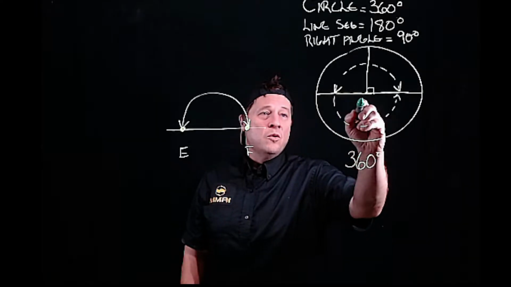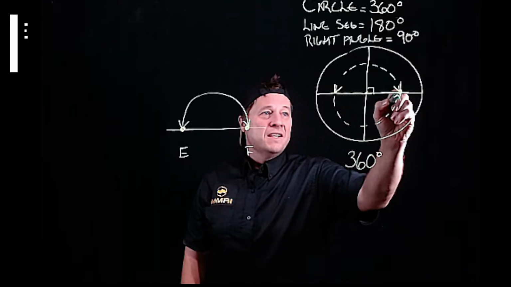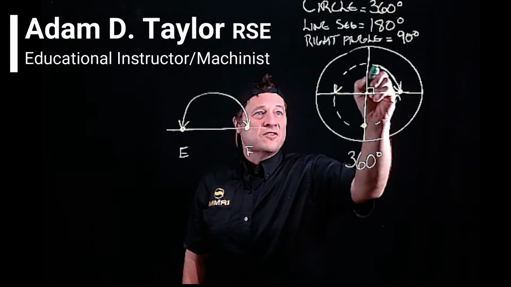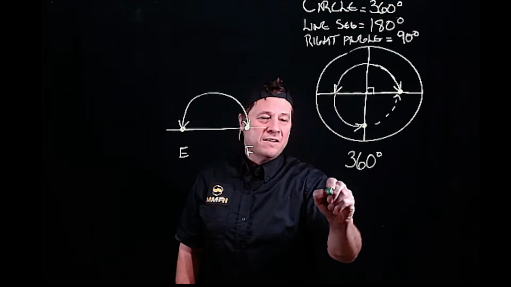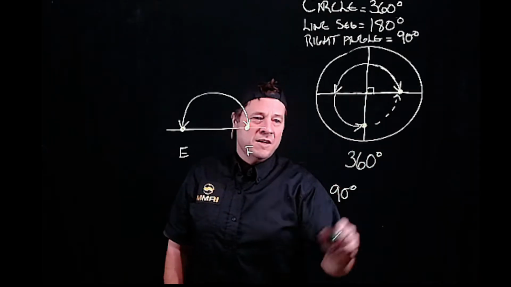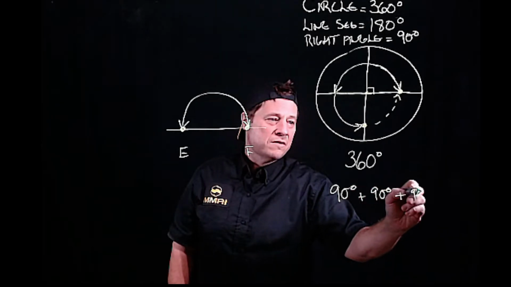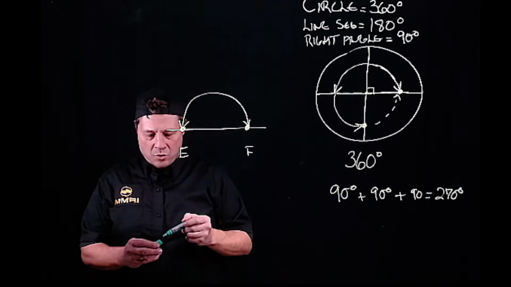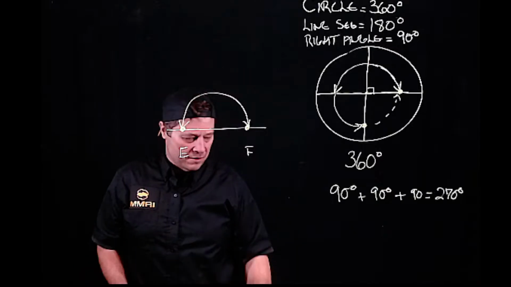If I wanted to know the angle from here to here in this direction, right? I could take 90 degrees plus 90 degrees plus 90 degrees is 270 degrees. Okay, so very easy to add degrees, right? We can all do that, no problem.